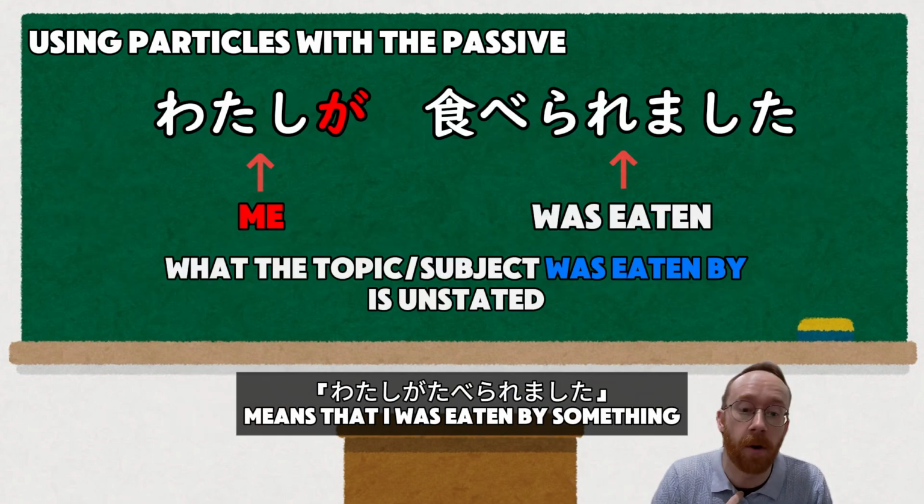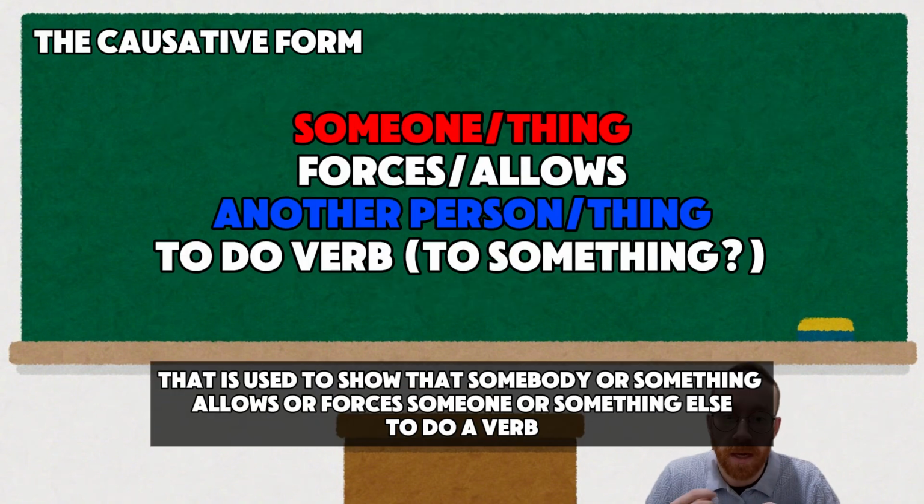Watashi ga taberaremashita means that I was eaten by something. So moving now to the causative form, that is used to show that somebody or something allows or forces someone or something else to do a verb.